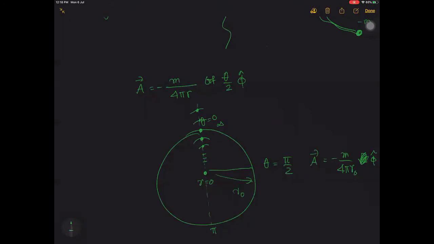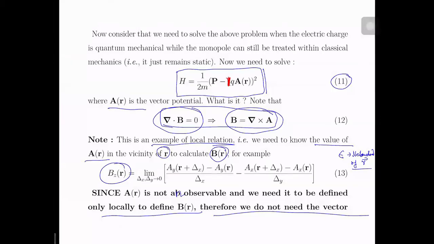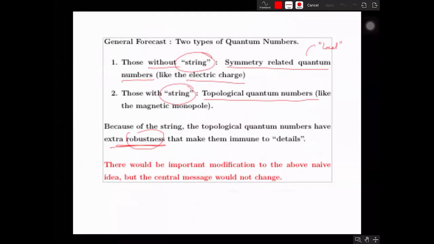So this is a line singularity. And in short, I am calling the line singularity a string. And more precisely, I call it a Dirac string. Yeah. So does that answer your question? Okay, good. So more questions? Okay, good. So let's move on.